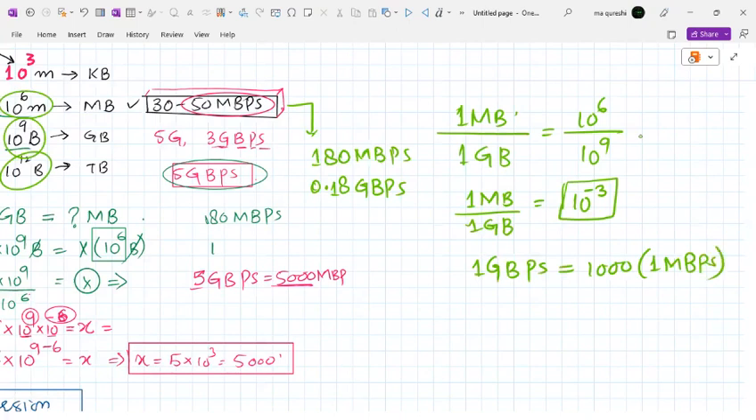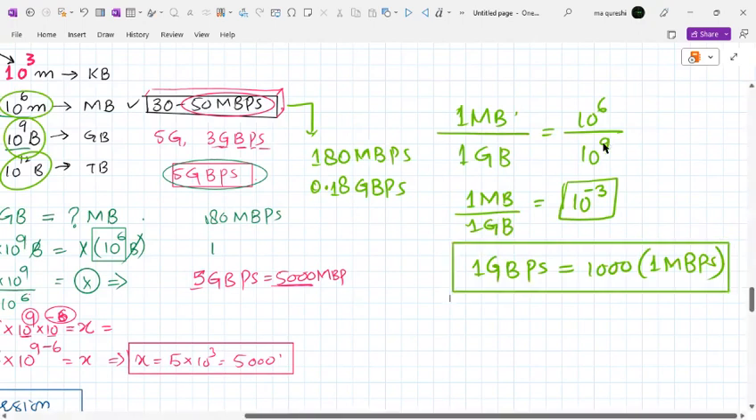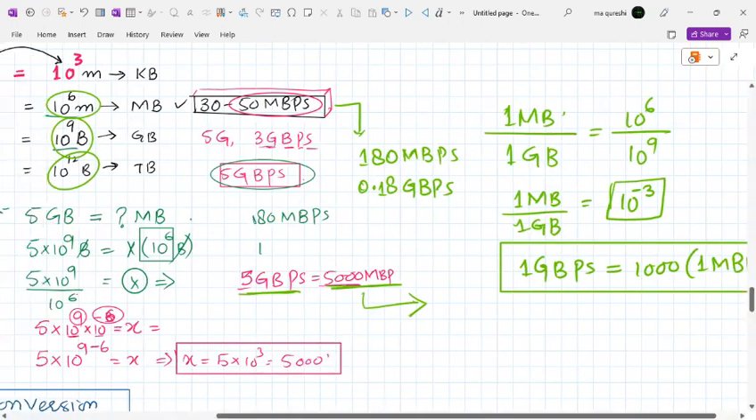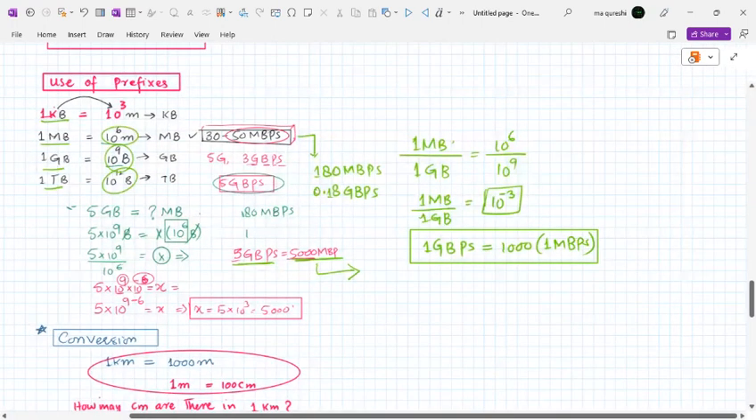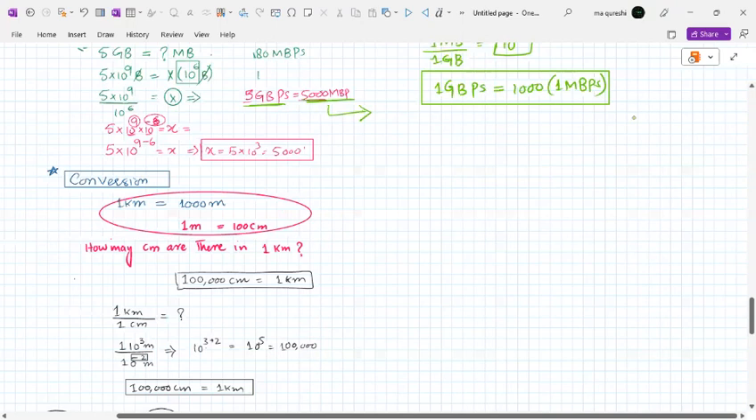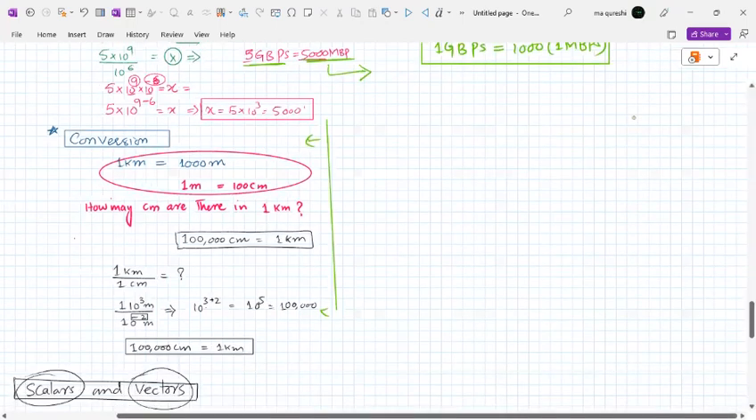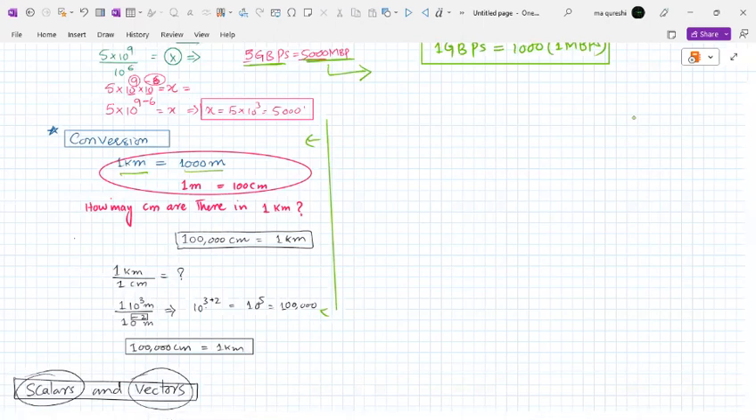So if I'm not using the prefixes correctly, I would not be able to mention that. That's why I told you that if your net speed is 5 Gbps, then it means you have a speed of 5000 Mbps. So this is a correlation of your prefixes. Then we should know very well about the conversion. In later topics, we have to remember all these. So in conversion, we should know what is 1 kilometer in meters, then what is 1 meter in centimeters and millimeters, and that stuff.